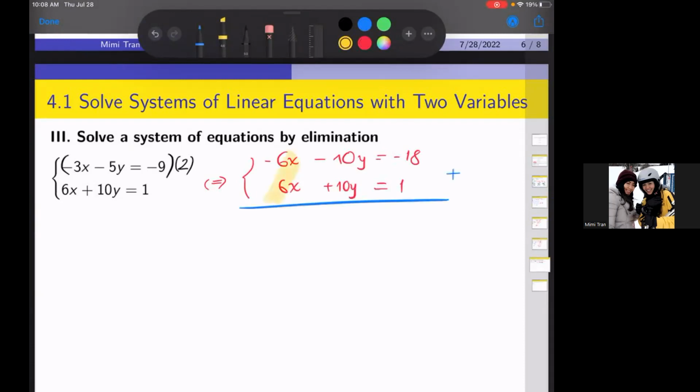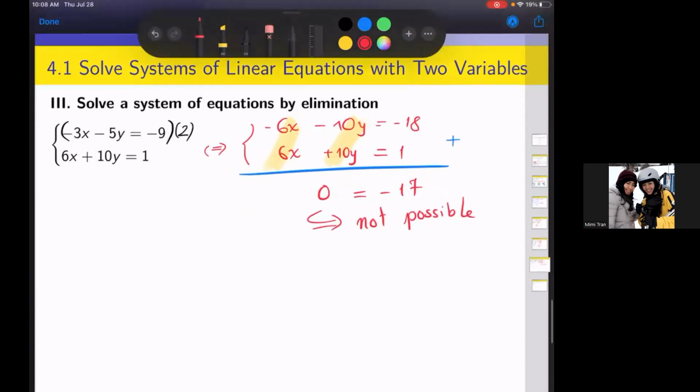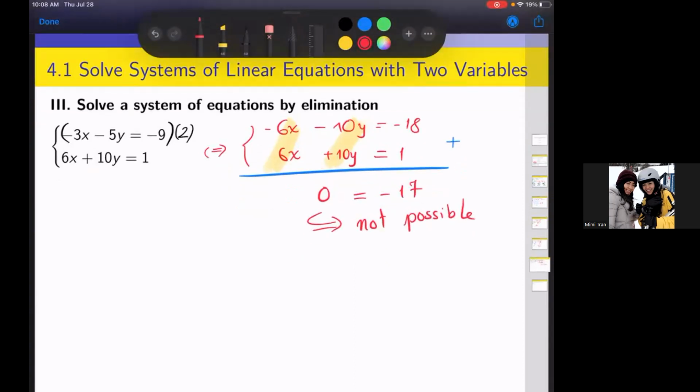Oh, look at that. On the left-hand side, just 0. X and y cancel out. On the right-hand side is -17. Is this true? 0 equals -17. No, not in our universe, right? So not possible. Or you say false statement. So therefore, the system has no solution.